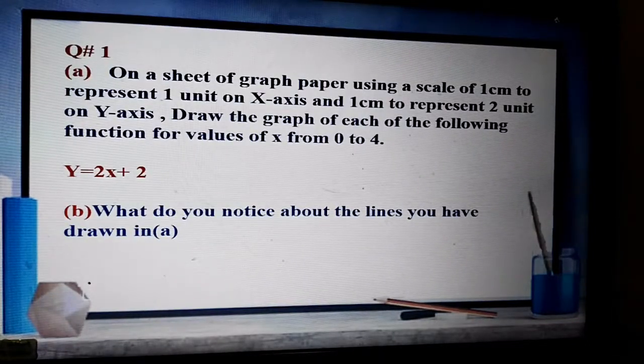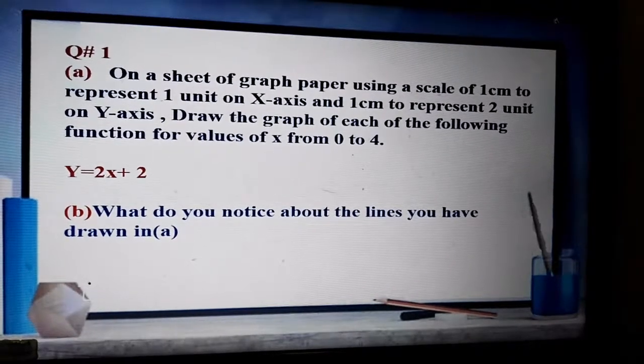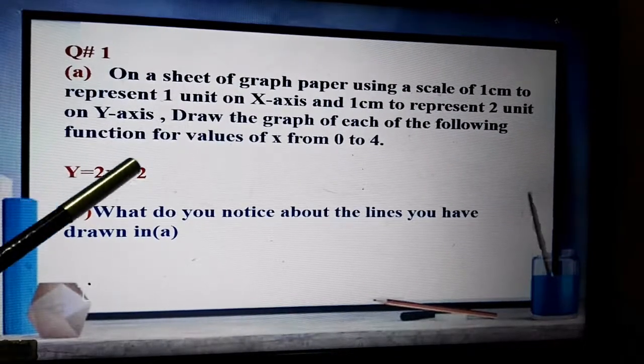Now, the B part of question number 1: on a sheet of graph paper, using a scale of 1 centimeter to represent 1 unit on the x-axis and 1 centimeter to represent 2 units on the y-axis, draw the graph of each of the following functions for values of x from 0 to 4. Now the function given to us in this question is y is equal to 2x plus 2.